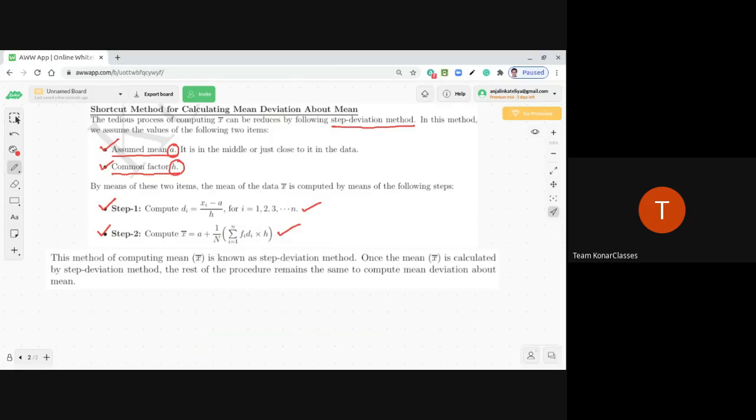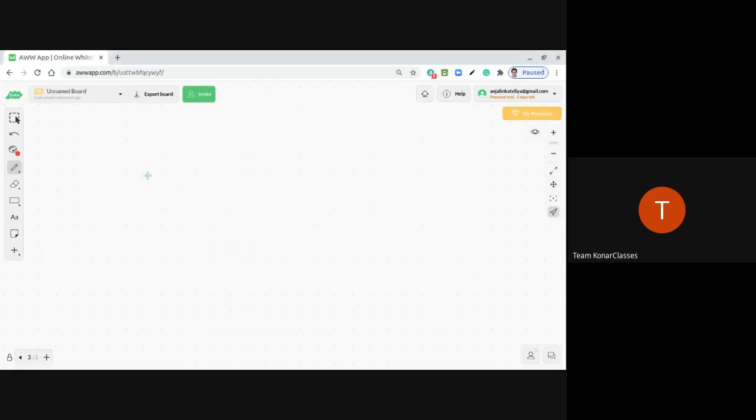Once the mean x bar is calculated by the step deviation method, the rest of the procedure remains the same to compute mean deviation about mean. How? Let us take an example to understand. Let us first place the question, and you see the question on the next page, dear students.